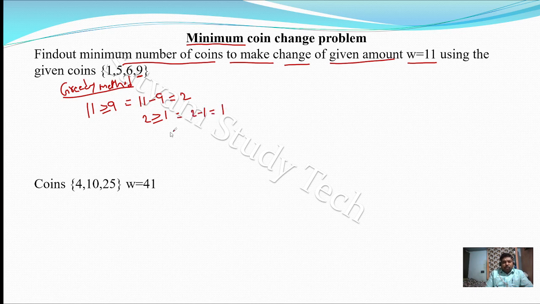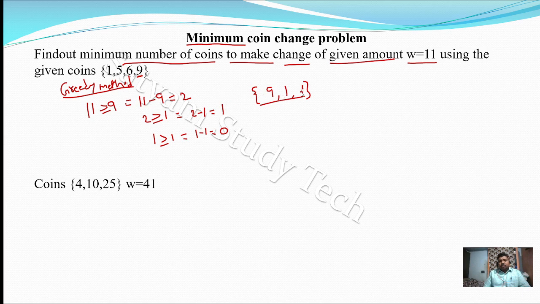Here the remaining amount is 1. You require a 1 rupee coin. 1 is greater than or equal to 1, so again you can take the 1 rupee coin. That is 1 minus 1, which is 0. So in the greedy method, I take one 9 rupee coin and two 1 rupee coins. This is the number of coins required to make the amount 11 in the greedy method.